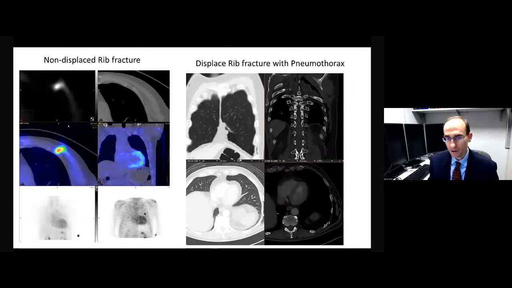Now, in this case, which was borrowed from a diagnostic CT for a patient that came in with trauma, this is a more obvious rib fracture in case you wanted to see what that looked like.